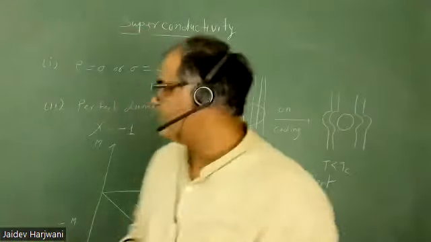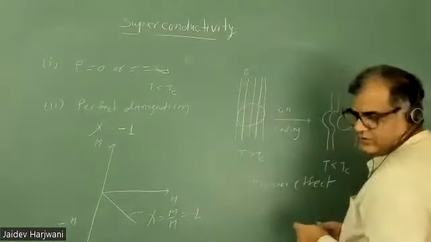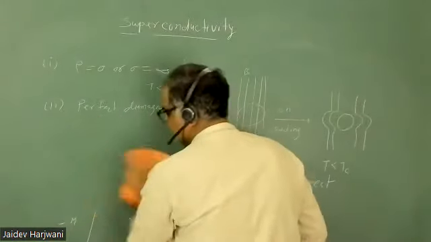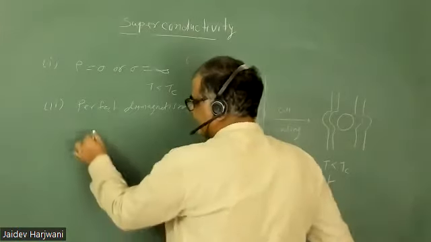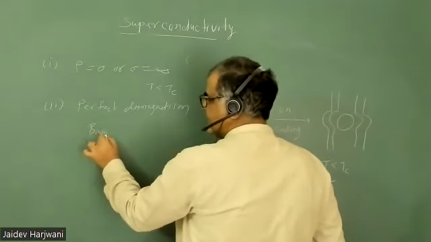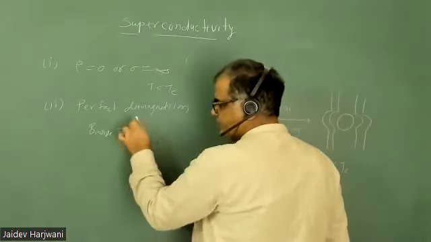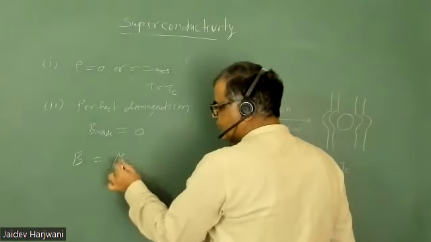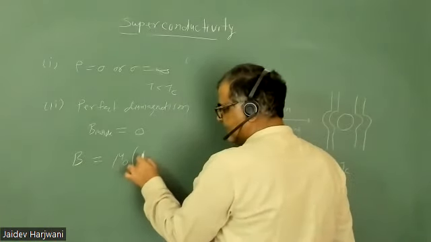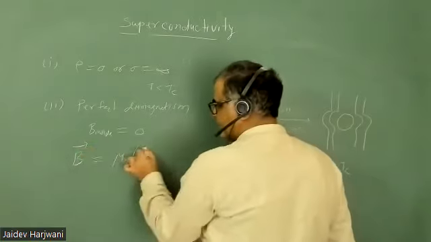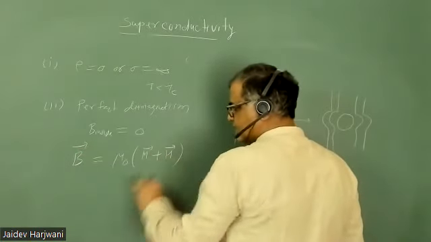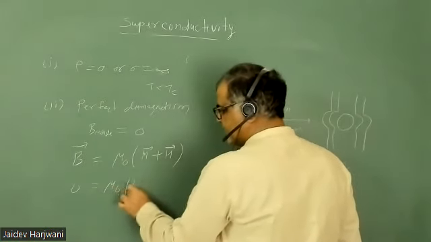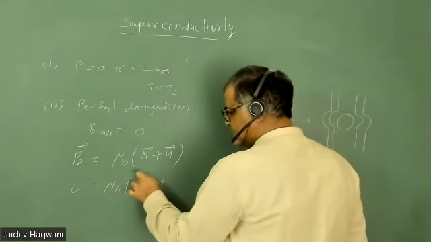Okay, so inside the superconductor, your B is 0. Meissner effect means the B inside the superconductor should be 0. Now we know what B is. B is mu0 times M plus H. Now if B inside is 0, then this becomes mu0 times (M plus H) equals 0.